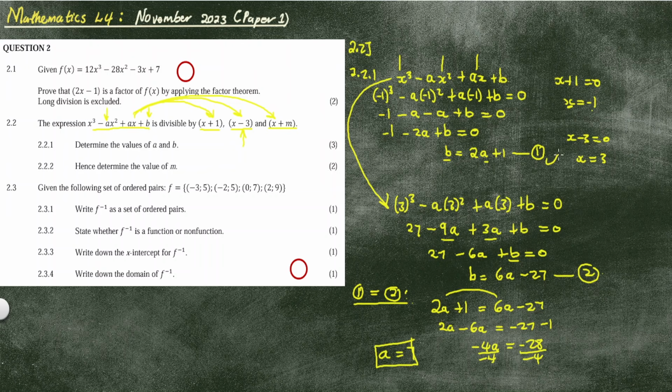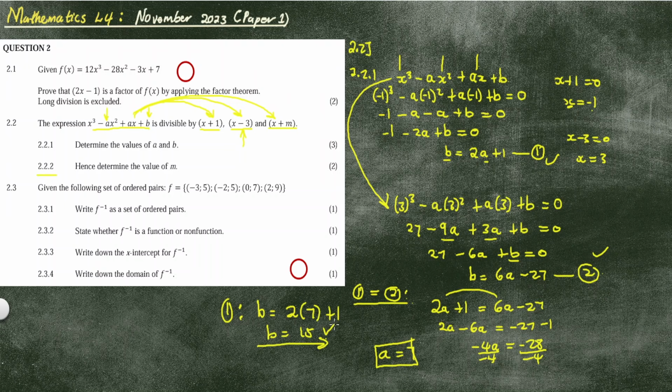You can use either the first or the second equation. I'm going to use the first equation. I'm going to say b is equal to 2 times a, where a is 7, plus 1, which is 15. b is equal to 15. This is our final answer. Then on the next question, 2.2.2, determine the value of m.